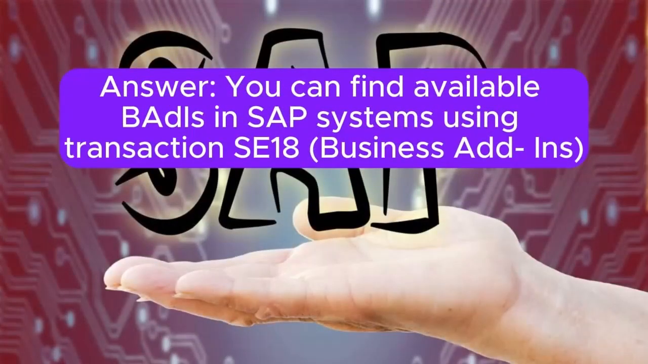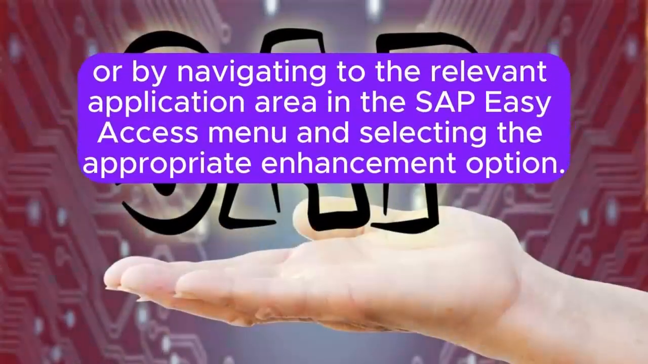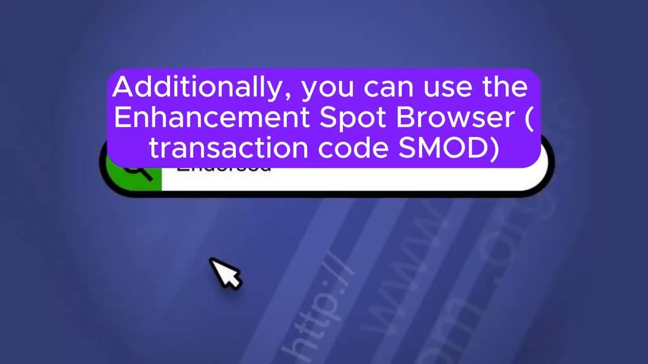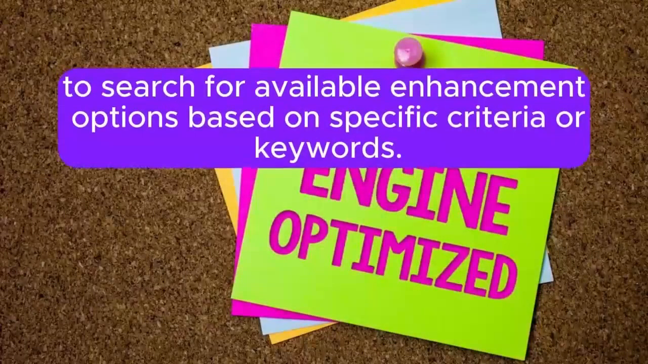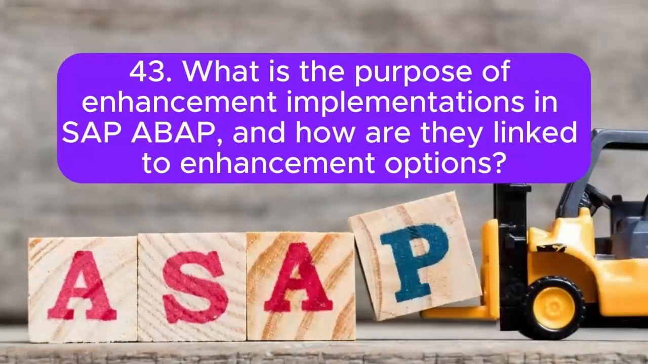42. How do you find available BADIs in SAP systems? Answer: you can find available BADIs in SAP systems using transaction SE18, Business Add-Ins, or by navigating to the relevant application area in the SAP Easy Access menu and selecting the appropriate enhancement option. Additionally, you can use the enhancement spot browser, transaction code SE18, to search for available enhancement options based on specific criteria or keywords.